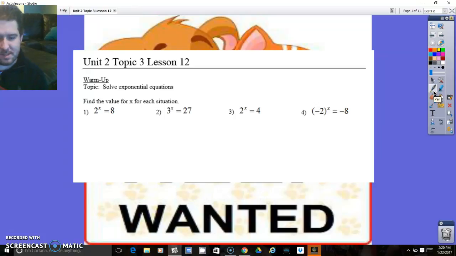This is also going to be used as an MYP task, so a lot of this lesson I'm going to be leaving out, but I will do the warm-up and the homework, and then talk a little bit about the project in between. Find the value of x for each of the situations.